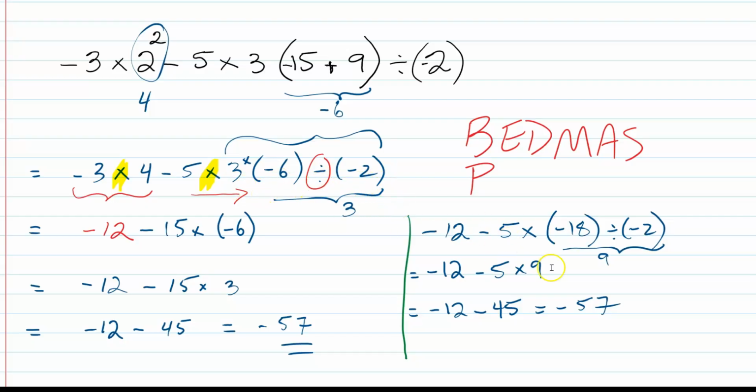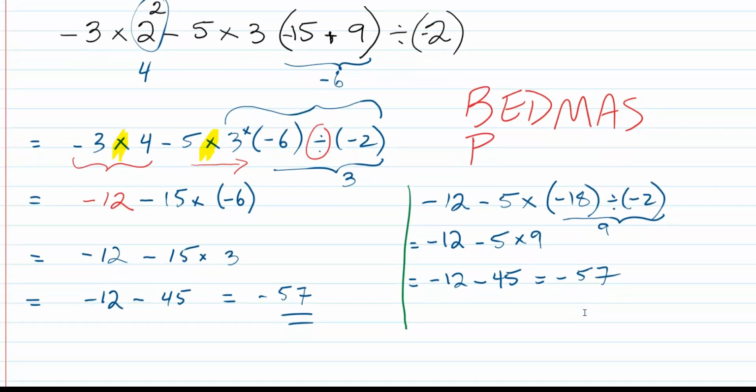3 times -6 is -18 divided by -2. -18 divided by -2 is 9. And then -5 times 9 is -45, and then you go through it and you'll get the same answer.